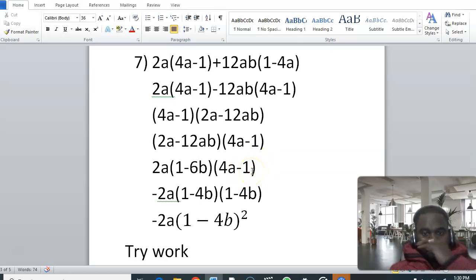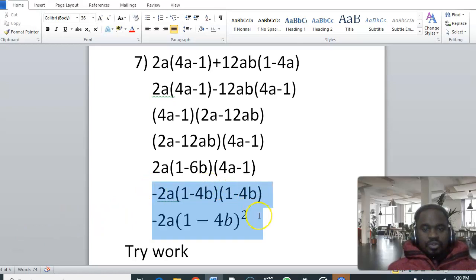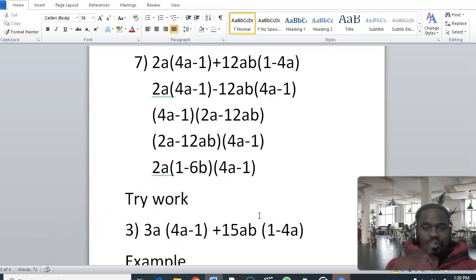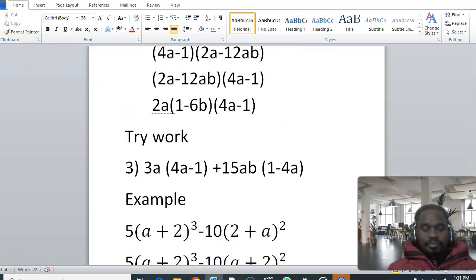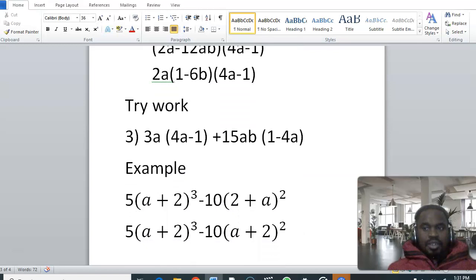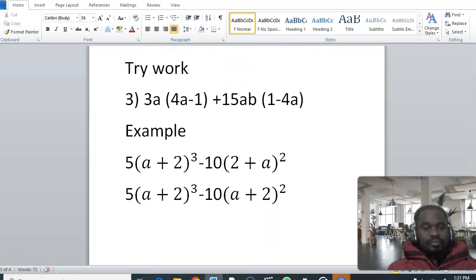Now, this time we are going to have, good. So we have this as our final answer. Okay, so you try this work for me. Then let's look at the next example.